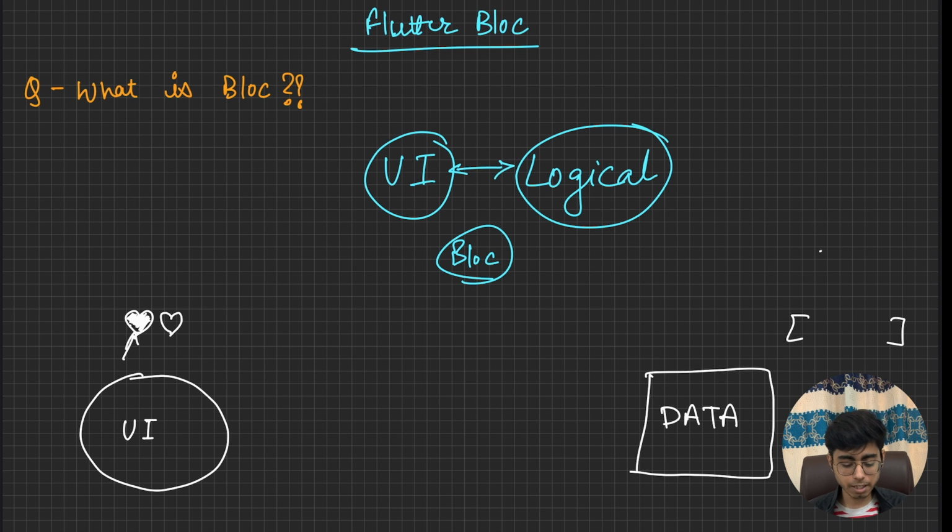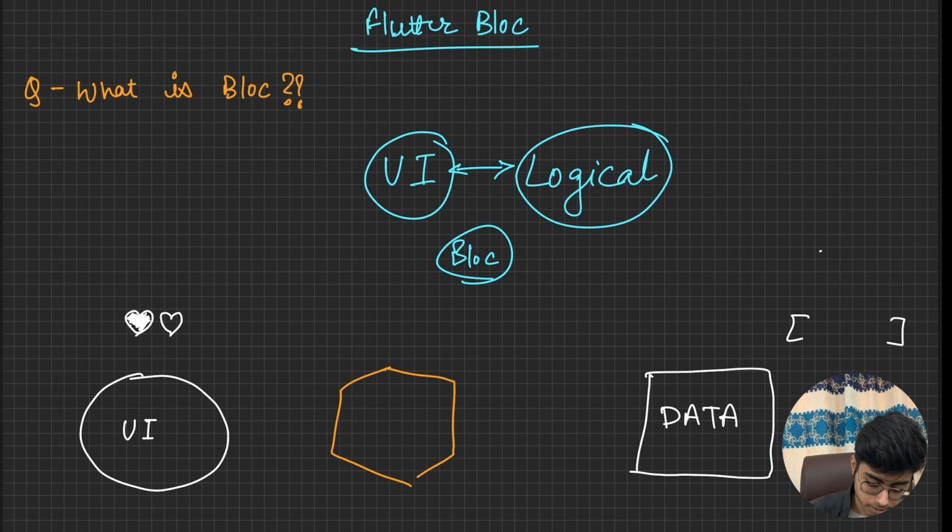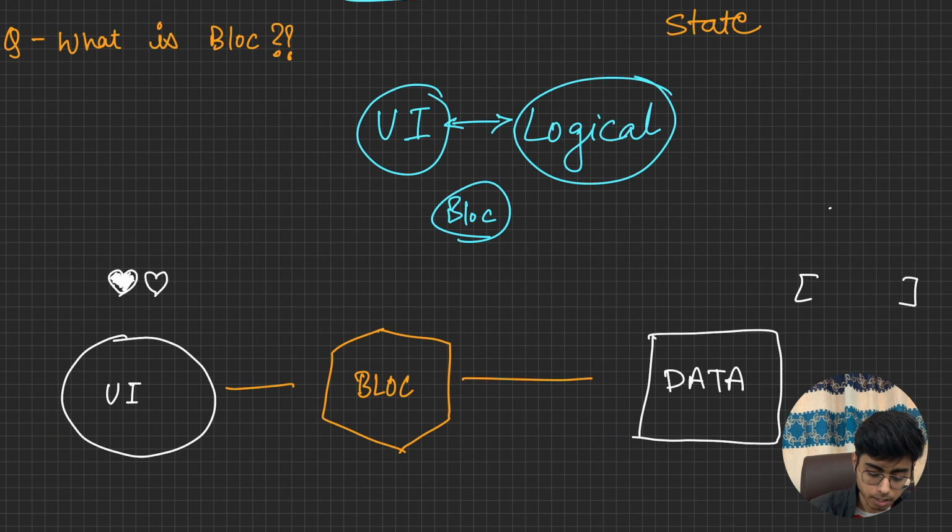But that should not be the case if you're working in bigger companies, right? So there is one medium, and that is called bloc, right? So let's put the bloc in between, which is going to act as a communication between the data and my UI. And how is the communication going to happen? Communication is going to happen with the help of two things that you need to remember. One is event and one is state, right?